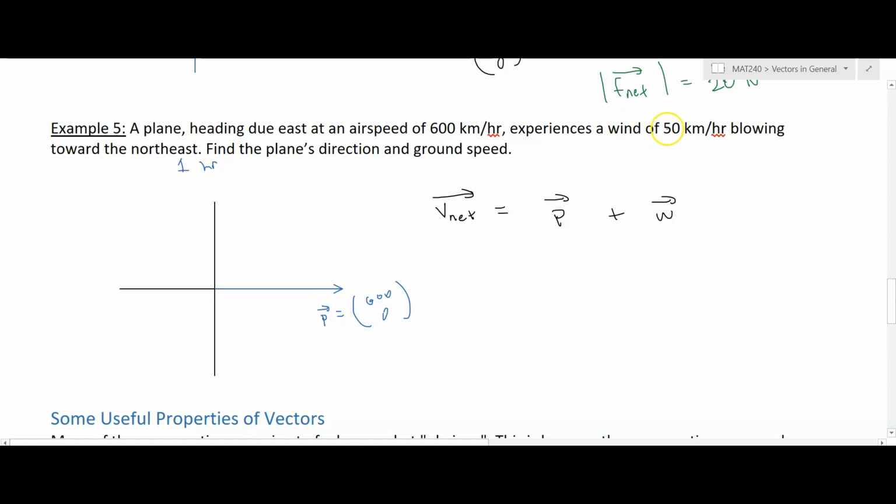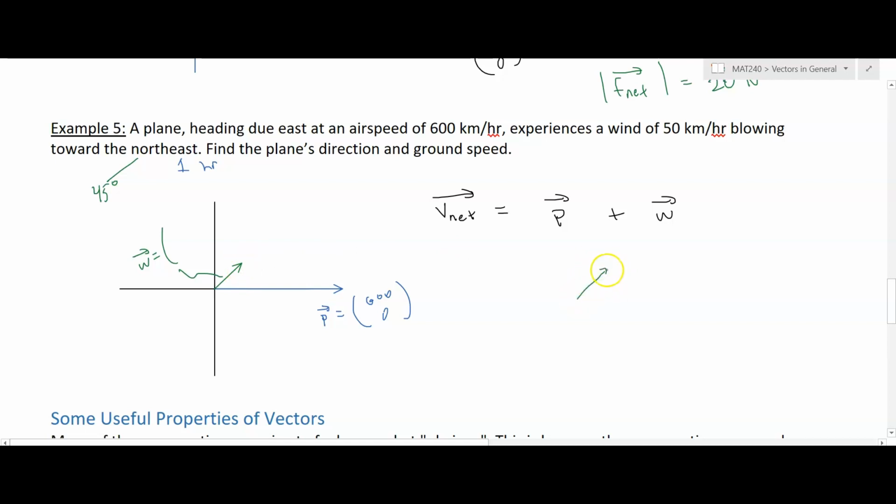The displacement of the wind in 1 hour will be 50 kilometers, but in the northeast direction. I could draw this vector in two different positions, and one of them is going to make more sense than the other. Northeast we could assume is going to be 45 degrees in the first quadrant. So this is going to look a lot shorter, and it's going to point something like that. And this is the wind vector.